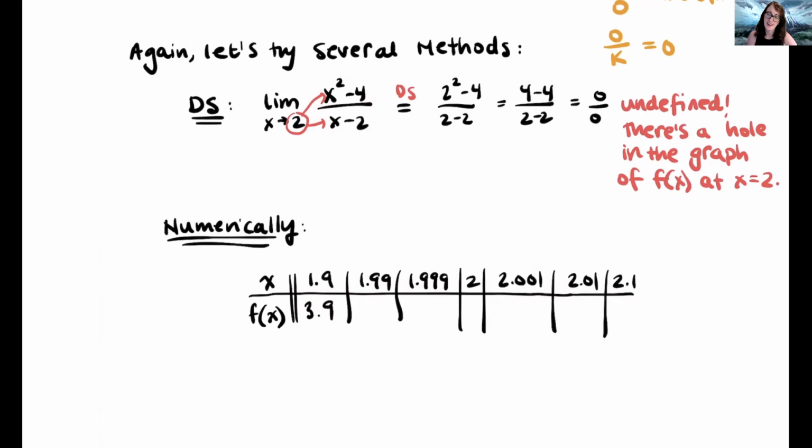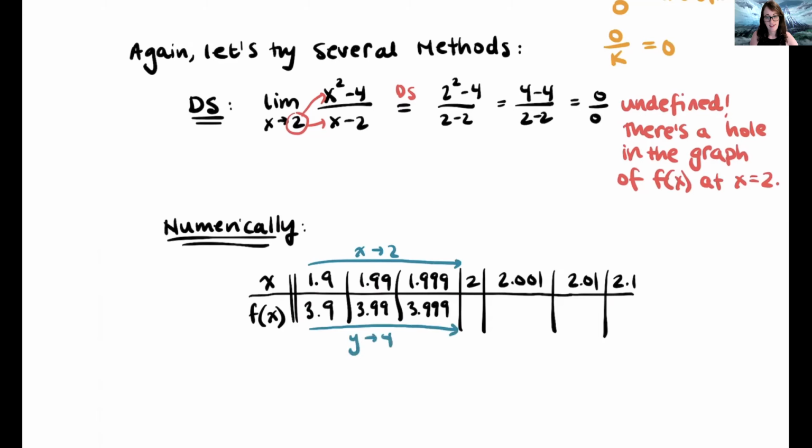When you plug a 1.99 into the function f of x, you're going to get 3.99. And when you plug a 1.999 into f of x, you may have guessed that you're going to get 3.999. This looks really similar to the other table. It is identical, actually. And so from this side, at least, we have x approaching 2. And again, I think we'd all agree that as x approaches 2, the y values are getting closer and closer, or approaching 4.